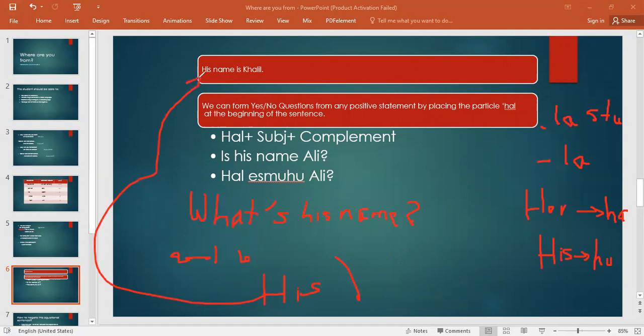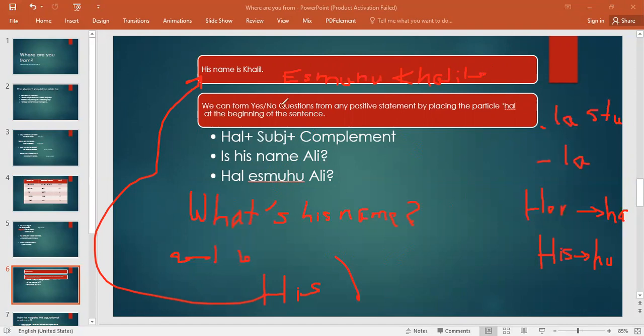Okay, ما اسمه. The answer here: his name is Khalil. What does his name mean? اسمه Khalil. This is very, very important. So what's his name? You ask someone, if there are two boys, you ask your friend about the name of his friend because you don't know it. اسمه Khalil. He said to you, his name is Khalil. Okay, right. This sentence is a positive sentence. It's an affirmative statement. It's not a negative statement.